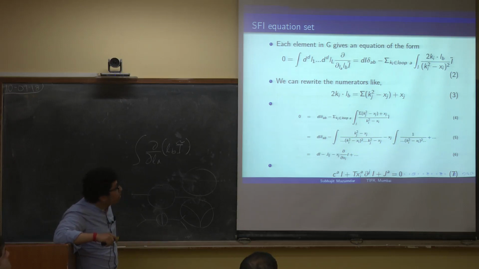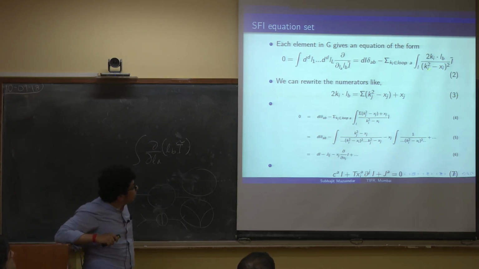So x is the mass. x is the mass in the propagator. And k_i means, there are several propagators, right? The index value of the propagator.